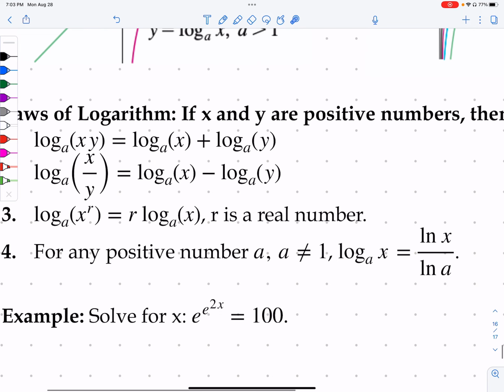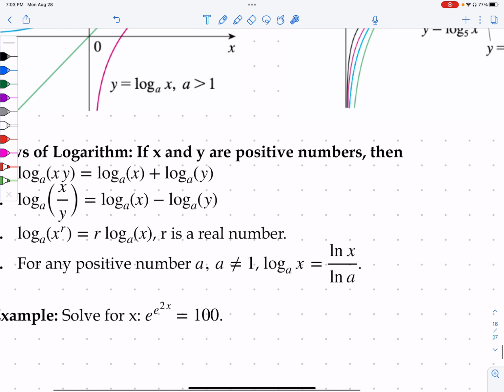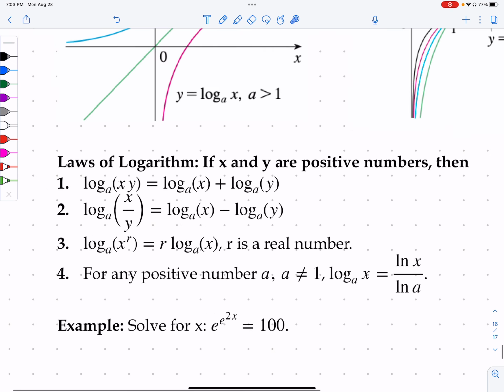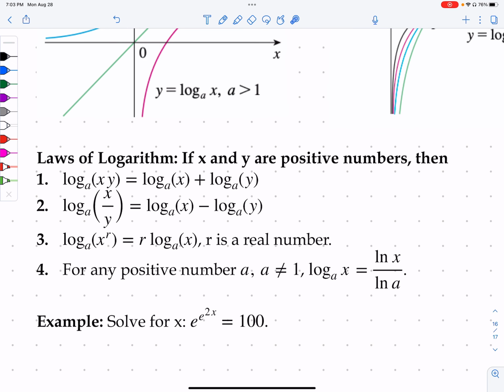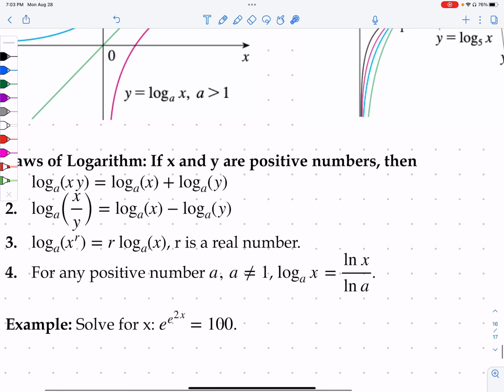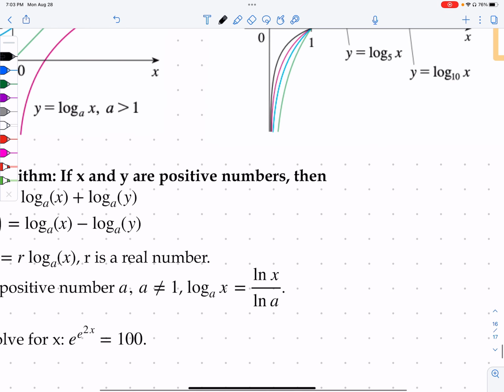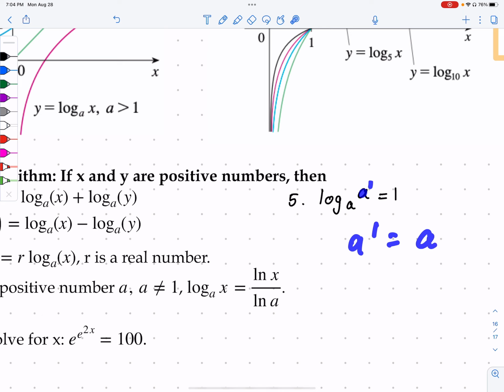There are a few other properties that are corollaries of these properties. Let's take a look at them, because we're going to use them to solve problems. So what are those properties? Property number 5: log a base a is equal to 1. We already talked about it, right? Because what is the power of a that would give you an a? Of course, a to the 1 is equal to a, so therefore the output is 1 right there.